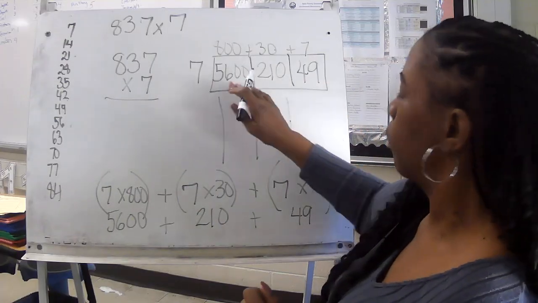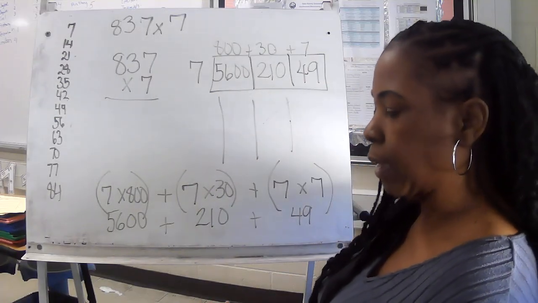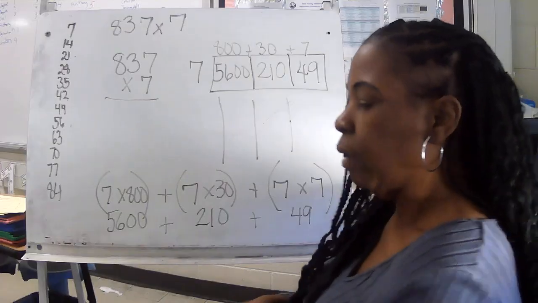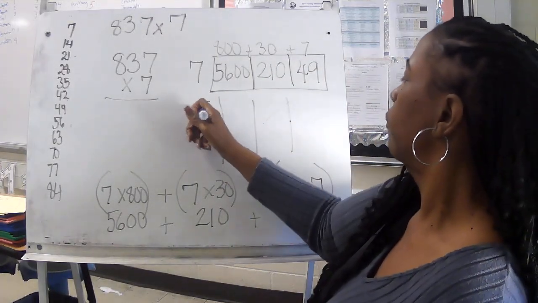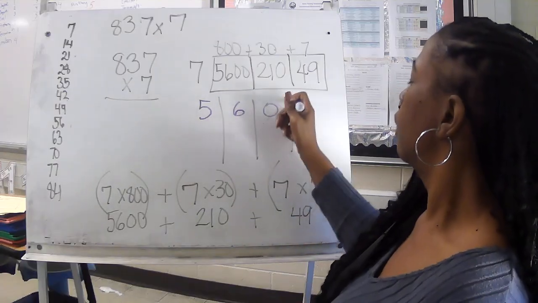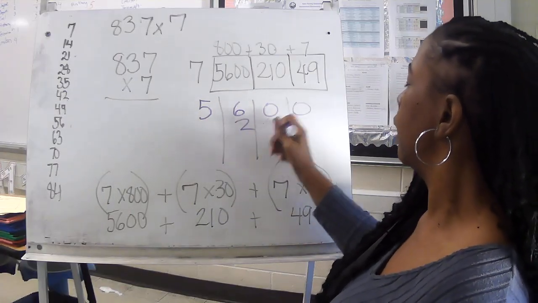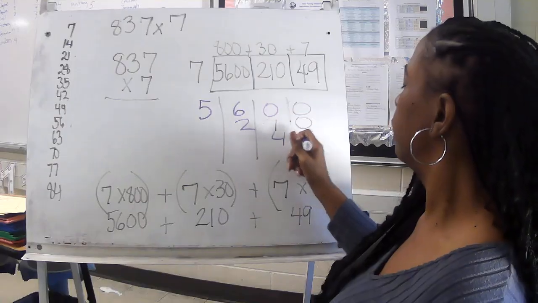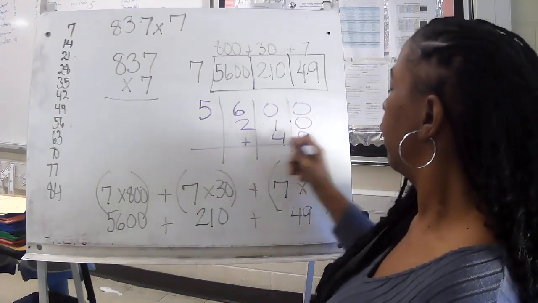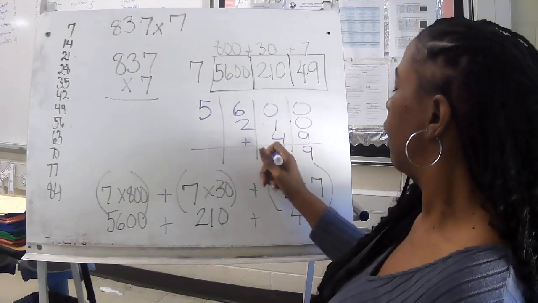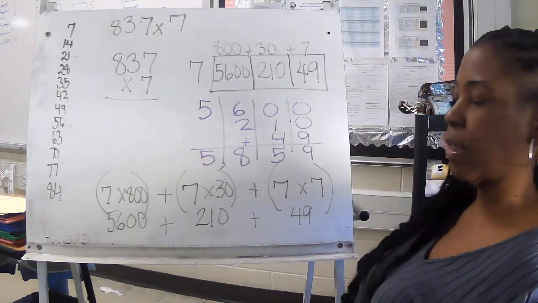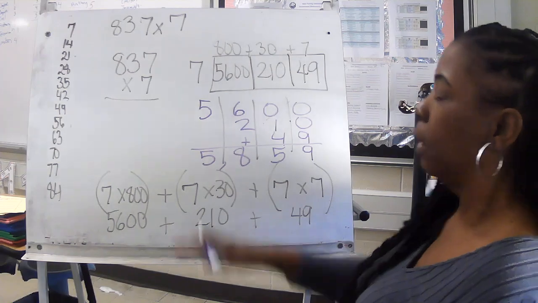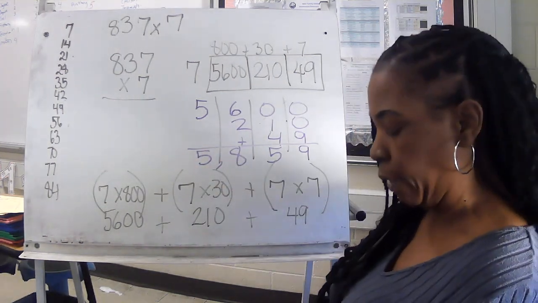And so here we're going to do, let me get another color. This is getting washed out looking. We're going to do the 5,600, our 210 and 49. Let's add it. We have 9, 5, 8, 5. So our answer is 5,859.